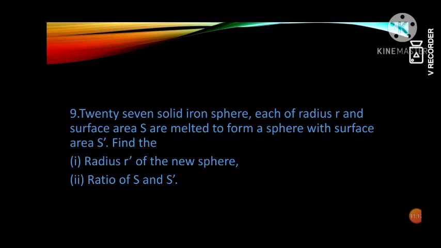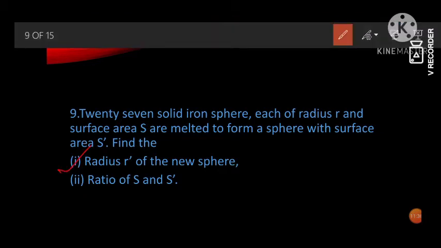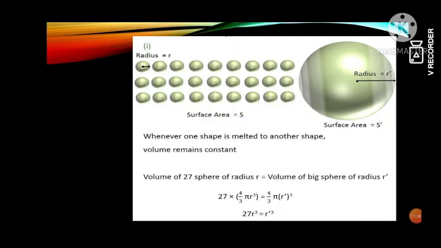Now let us see question number 9. Question number 9 says 27 solid iron spheres, each of radius r and surface area s, are melted to form a sphere with surface area s dash. Find the radius of the new sphere, that is the big sphere, and the ratio of s and s dash. So you can see there are 27 small spheres that is given in the question. The radius of these 27 small spheres is r and the surface area is s.